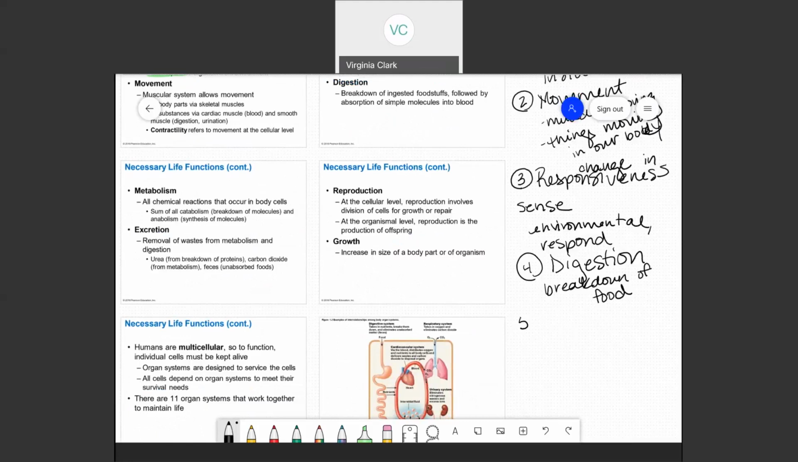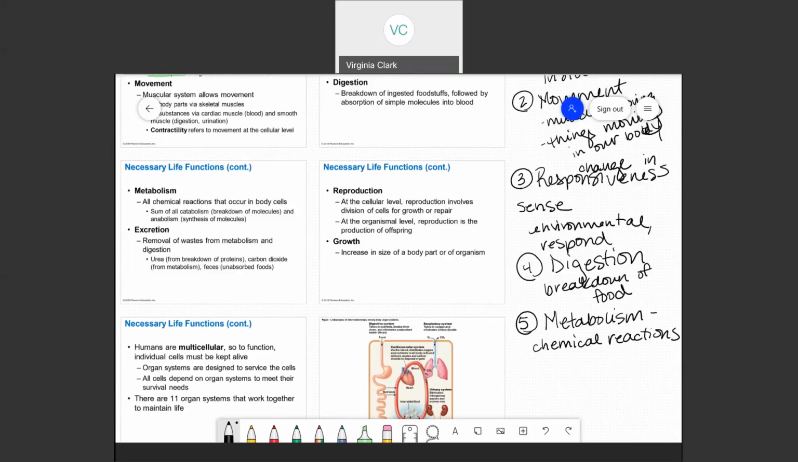Okay, so there are four other necessary life functions. The fifth one is metabolism. Your metabolism is your ability to have any kind of state of change. This is really your chemical reactions. Like I said, we're going to spend chapter 2 talking about chemistry. It's a pretty heavy chapter. So metabolism is all the chemical reactions. We're either going to break things down or build things up. We have to create new or we have to get rid of.